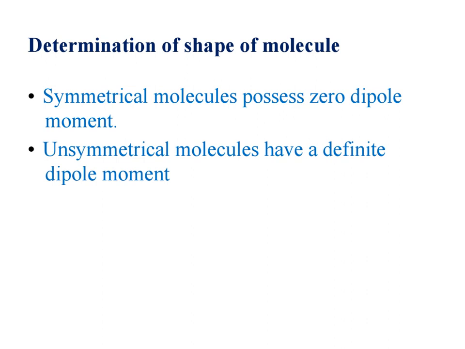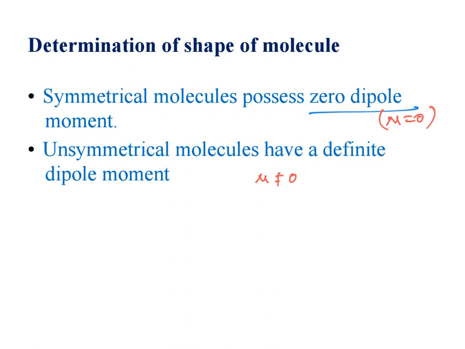We can determine the shape of a molecule by taking dipole moment data. If it is a symmetrical molecule, the dipole moment is equal to 0. If it is an unsymmetrical molecule, we have some definite dipole moment, not equal to 0. So by knowing the dipole moment, we can tell whether the molecule is symmetrical or unsymmetrical.